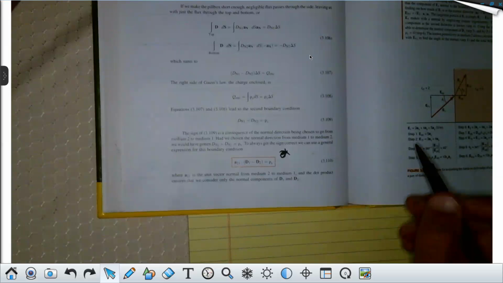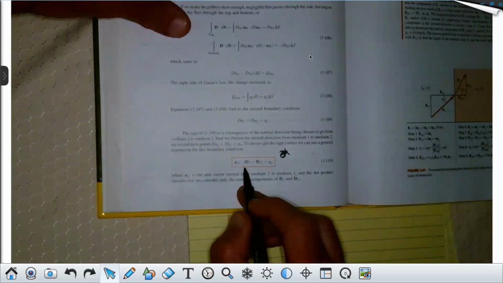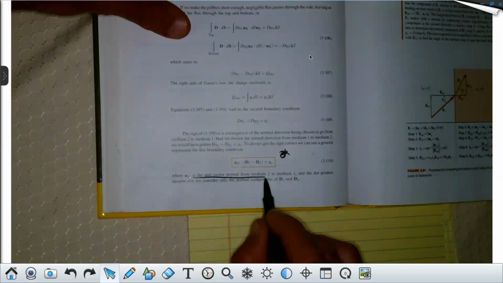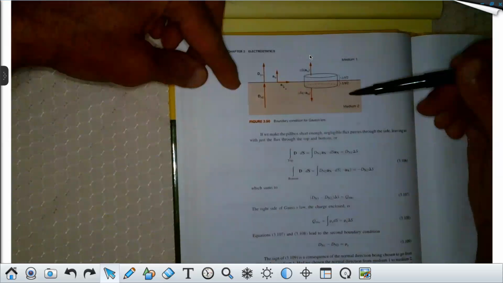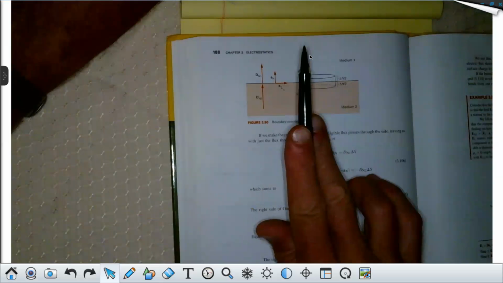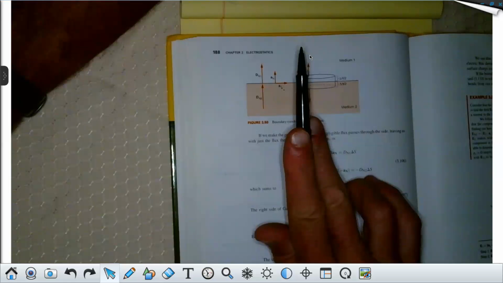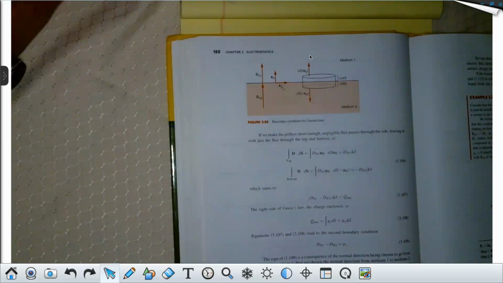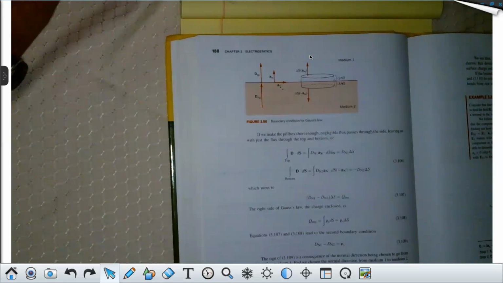All right, now the key is A21 is a unit vector normal from medium 2 to medium 1. Now, you all see that? From 2 to 1, A21. Here, A21, the unit vector would point upward. Follow me? This is important. So A21, and then it's a dot product of D1 minus D2 is rho S.